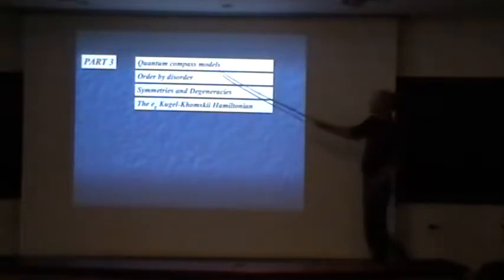I'll talk about quantum compass models, which were basically the last slide of the last talk, and then talk about some concepts. I will not go into proofs, just to give you the ideas of what these things mean. Order by disorder, the symmetries and degeneracies that you find in compass models, which are sometimes called intermediate symmetries, intermediate between global and gauge symmetries. And then I'll talk about the e_g Kugel-Khomskii Hamiltonian, and also try to say how it is relevant for real materials.